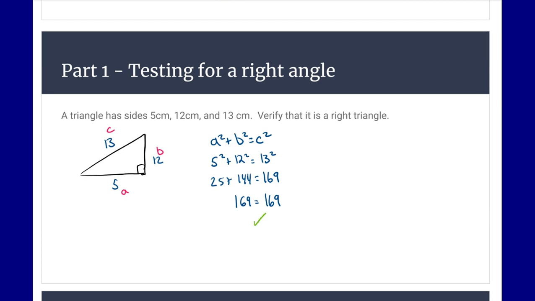So because they both equal the same thing, this means therefore it is a right triangle.